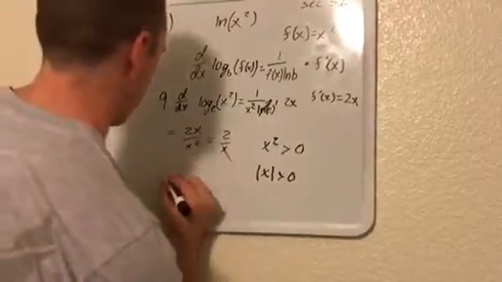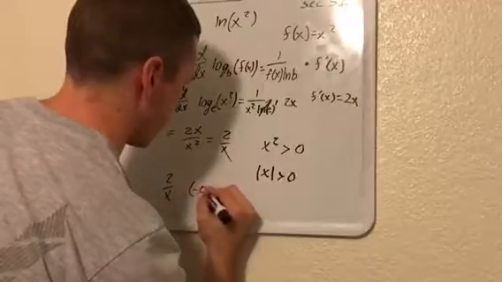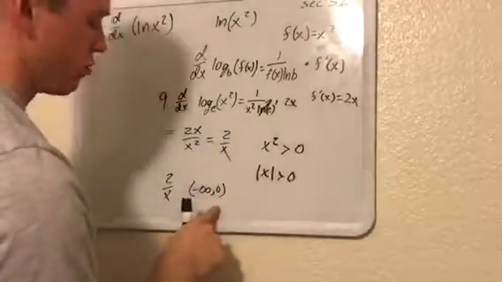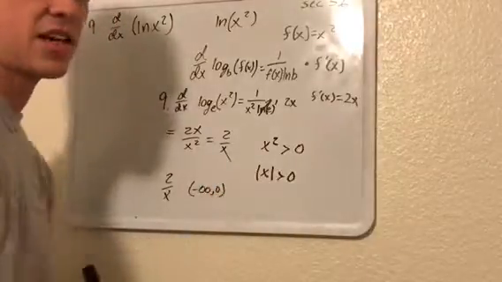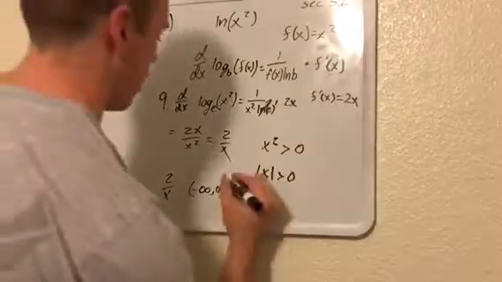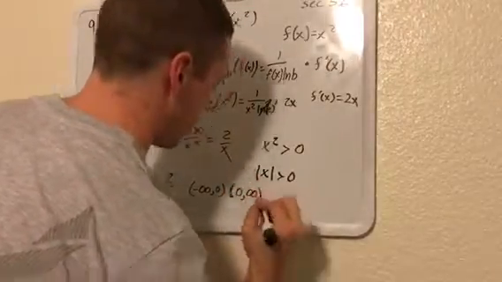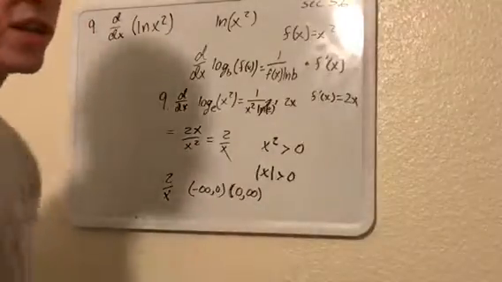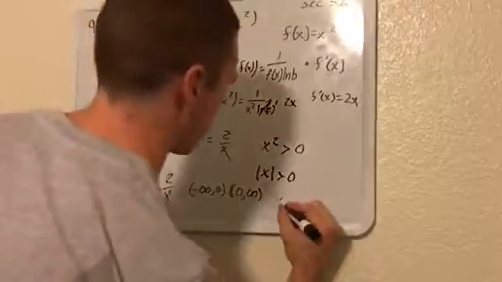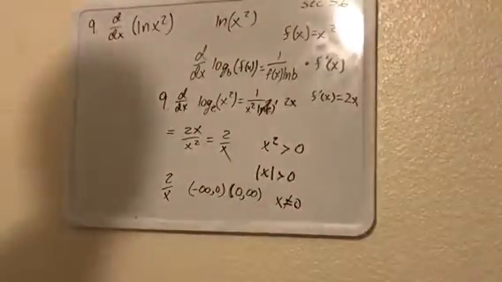So the value of the derivative will be 2 over x for all values from negative infinity up to 0, but not actually 0. Just this parentheses right here indicates that it does not actually include 0. It's non-inclusive. And 0 to positive infinity. This is your range on which this function will hold true, everywhere except 0. So x does not equal 0. That's how you're going to solve number 9.